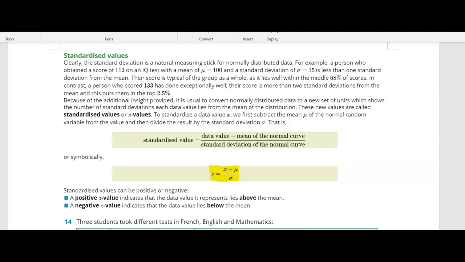All right, so because of the additional insight provided, it is usual to convert normally distributed data to a new set of units which shows the number of standard deviations each value lies from the mean of the distribution. So these new values are called standardized values, or Z values, or if you do further maths, they're called Z scores. To standardize a data value X, we first subtract the mean of the normal random variable, and then divide by the standard deviation. That's basically just this formula here, which we've just been using, okay?